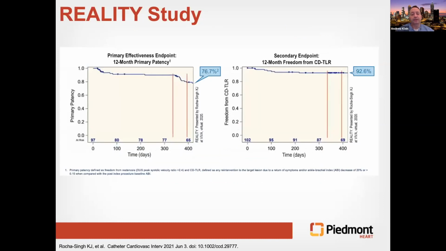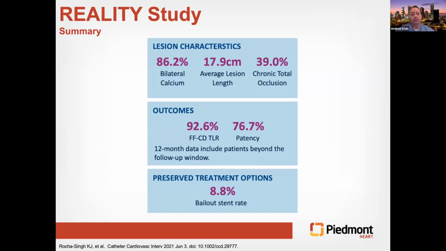If you look at the primary efficacy or 12-month patency rates, about 76%. Freedom from TLR, a little bit better. And this is the kind of take home from that, is that bilateral calcium was present in 86% of lesions, 180 centimeters, that's real life, 39% CTOs. Outcome freedom from CD-TLR at 1 year was 92.6%, patency about 76%. And I think what a lot of us believe is that not laying down a bunch of metal is a good thing, an 8.8% bailout stent rate. But again, remember who's doing this. This is the best of the best, hand-selected operators, and actually not that many of them.